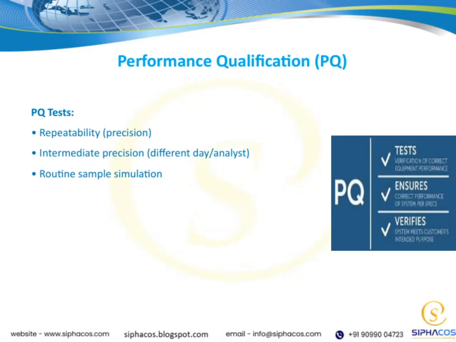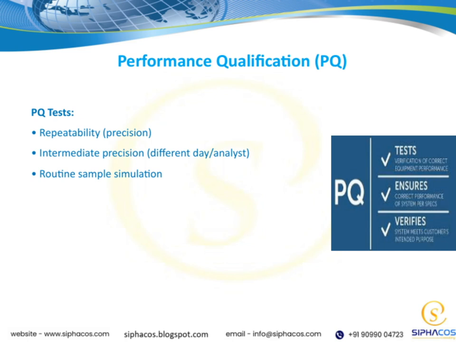Now, let's take a closer look at performance qualification, or PQ. This is a critical part of validating our analytical methods to ensure they perform reliably in routine use. When we talk about PQ tests, there are a few key components to keep in mind. First, we have repeatability, which essentially measures the precision of our method when we perform multiple tests under the same conditions. This tells us how consistent our results are.